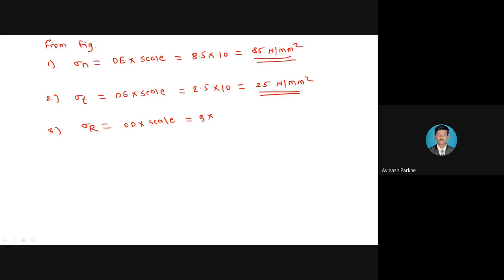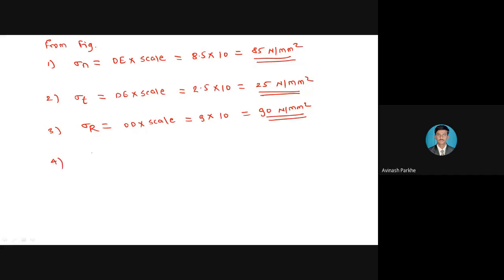Because the scale we have selected, 1 centimeter is equal to 10 Newton per mm square. So here the OD distance is equal to 9 centimeter, so I am multiplying by 10. So 9 into 10, you will get 90 Newton per mm square.